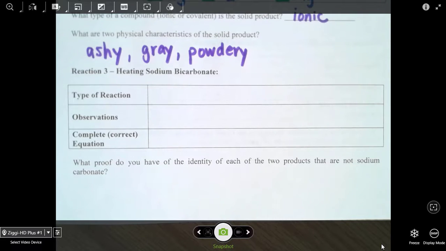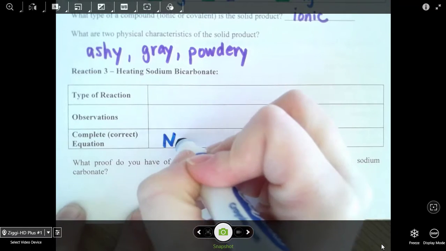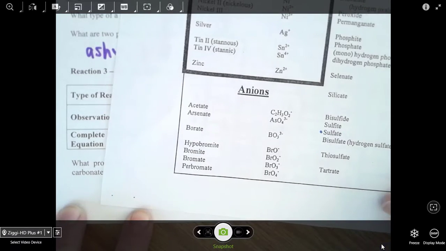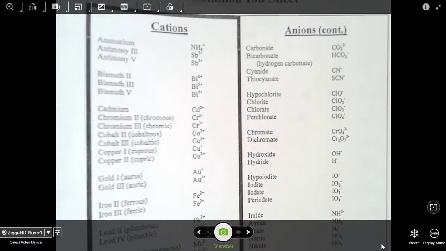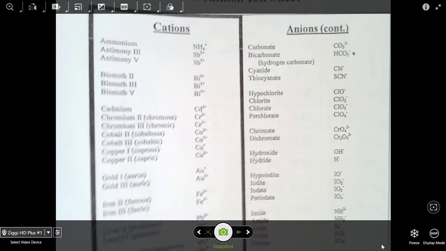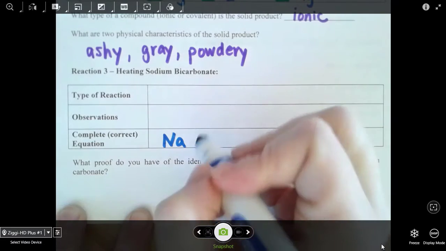This one, heating sodium bicarbonate. Sodium bicarbonate, what's that? Na, I know it's got sodium in it, Na. HCO3. And then I have to go to this list. Where's bicarbonate? At the top. Okay, there it is, right here. HCO3, and its charge is -1.